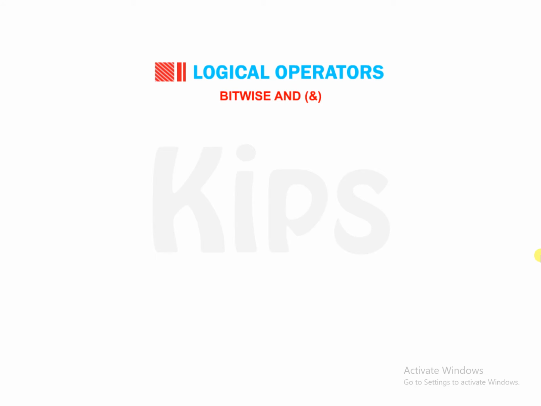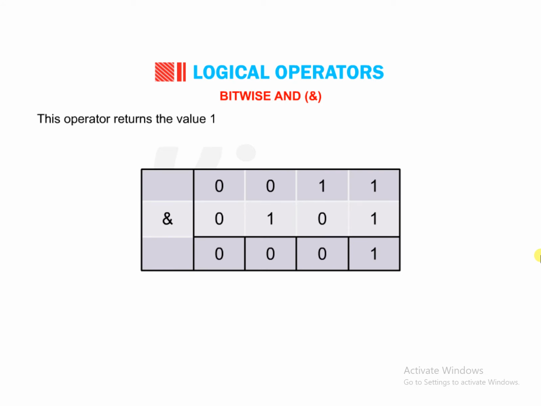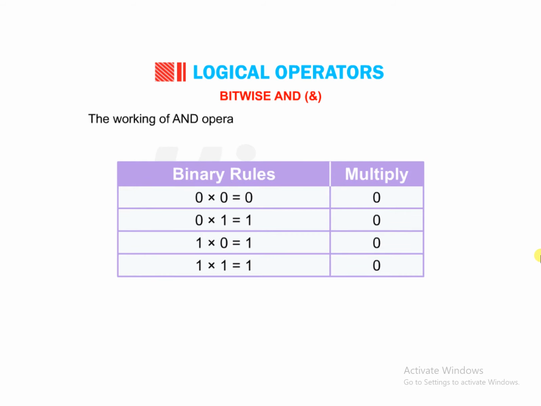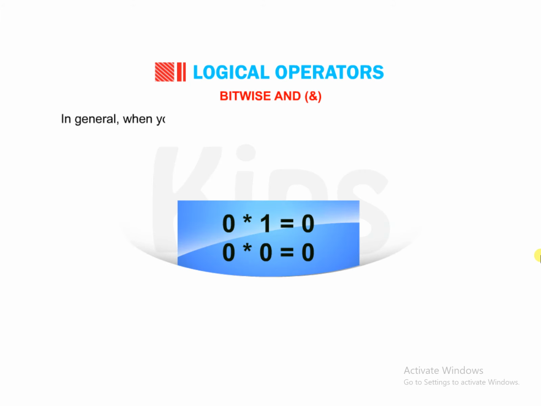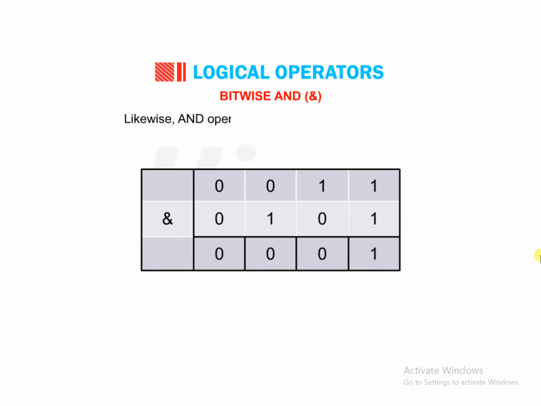Bitwise AND. This operator returns the value 1 (true) if the corresponding bit in both operands is 1. Otherwise, the resulting bit is 0. The AND operator works similar to binary multiplication. In general, when you multiply any number with 0, it will always result in 0. Likewise, the AND operator returns 0 if one of the bits is 0.